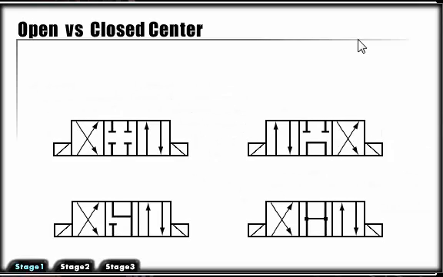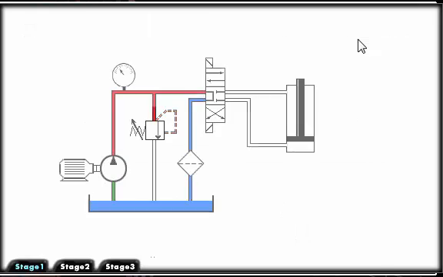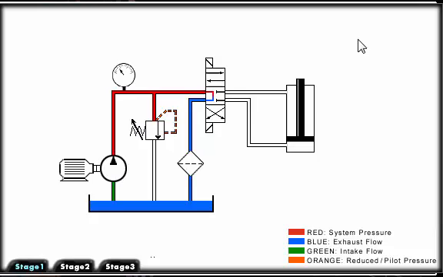We can categorize most hydraulic circuits into two basic types: open center or closed center. The directional control valve actually designates the type of circuit. Open center circuits are defined as circuits which route pump flow back to the reservoir through the directional control valve during neutral or dwell time.